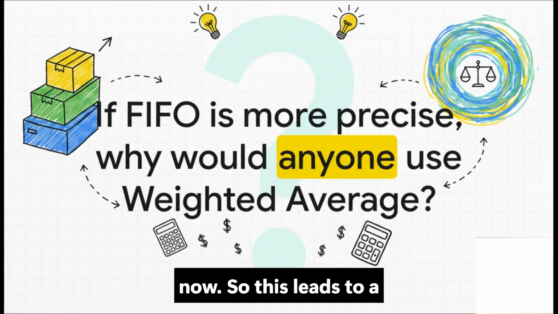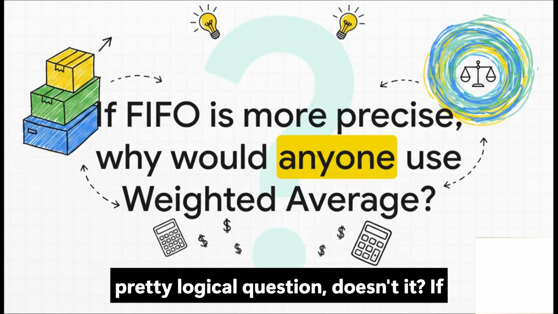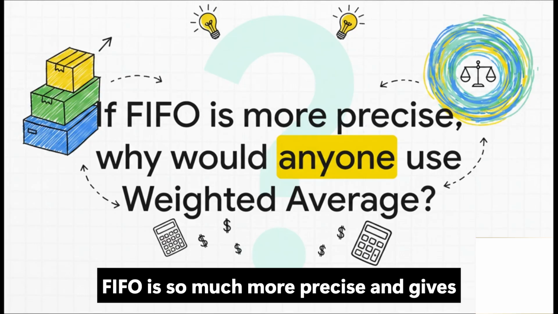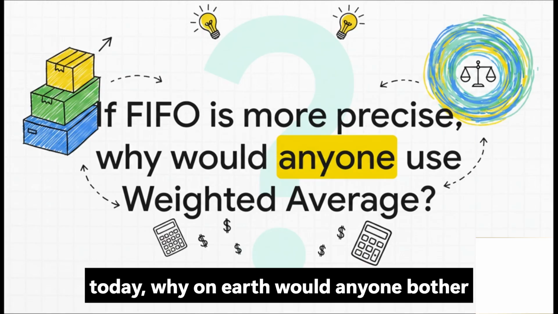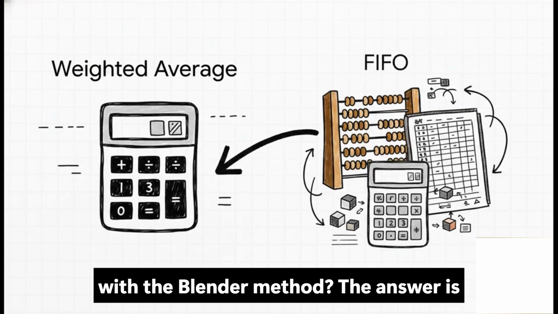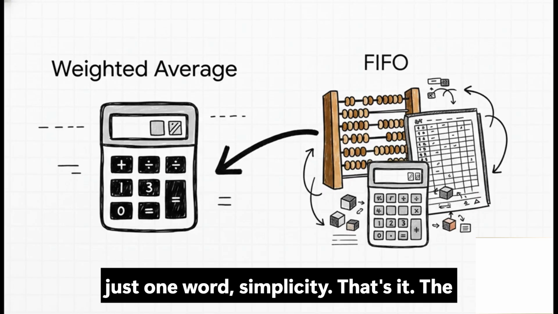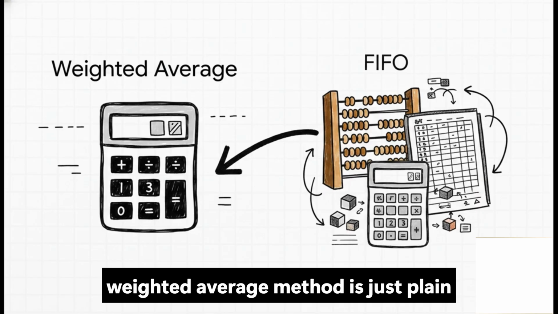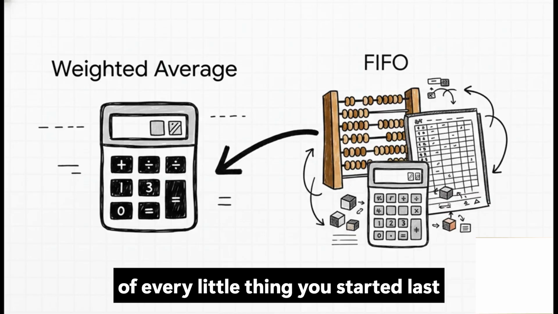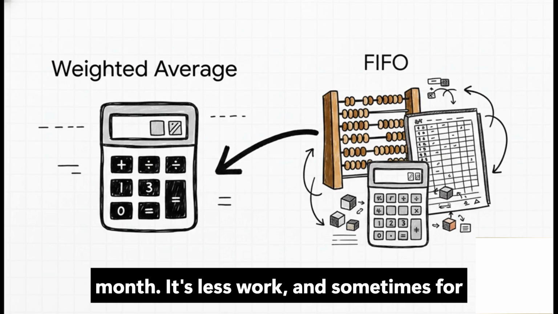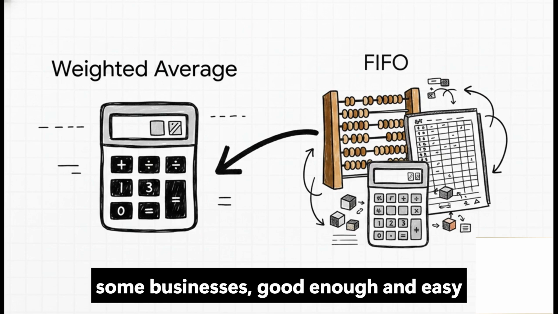So this leads to a pretty logical question, doesn't it? If FIFO is so much more precise and gives you a truer picture of what's happening today, why on earth would anyone bother with the blender method? The answer is just one word: simplicity. That's it. The weighted average method is just plain easier. You don't have to be a hawk tracking the exact completion percentage of every little thing you started last month. It's less work. And sometimes, for some businesses, good enough and easy beats perfect and complicated.